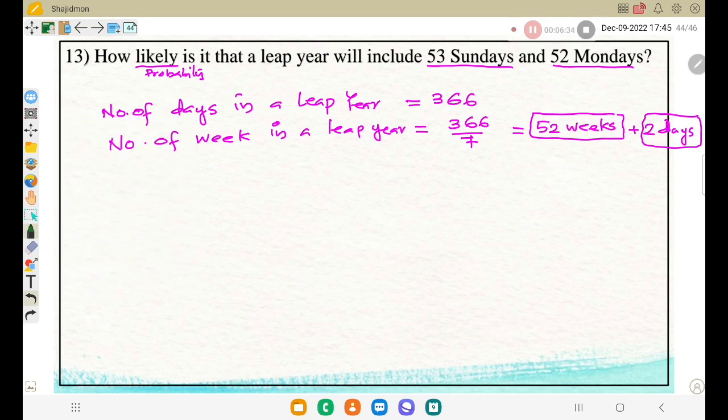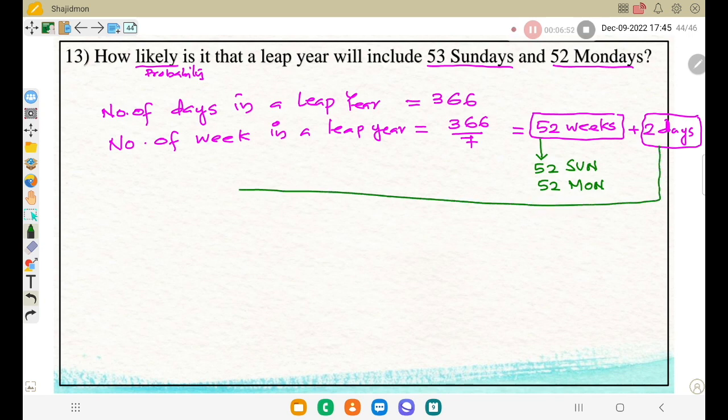So 52 weeks means we have 52 Sundays and 52 Mondays. 52 Tuesdays, 52 Thursdays, all the days 52 times it will come, correct? Now these 2 days depend on our answer, correct? We need what? We need 53 Sundays but 52 Mondays. Monday should not increase, but one more Sunday extra we need to get. What is the probability? That is the question, correct? So first we write these 2 days, what are the possibilities, okay?